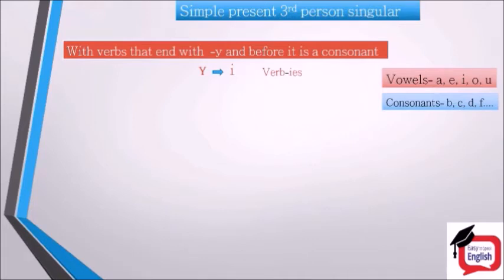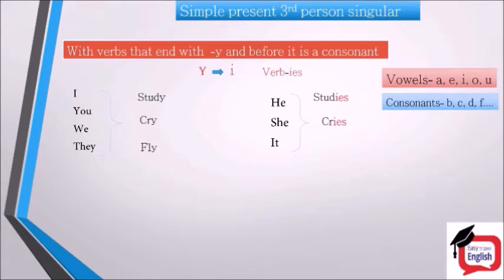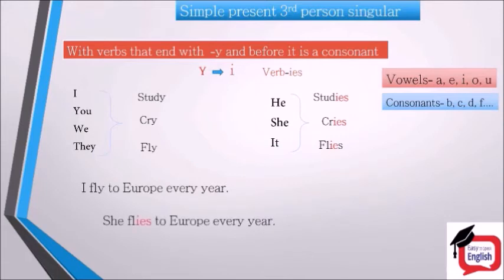Now let's go back to the verb. So if I have the verb study, before Y we have D. D is a consonant. So what I will do, I will change Y to I, and after I put ES, and I make it studies. Cry, I will make it cries. Fly, flies, and so on. Let's have an example. I fly to Europe every year. She flies to Europe every year.